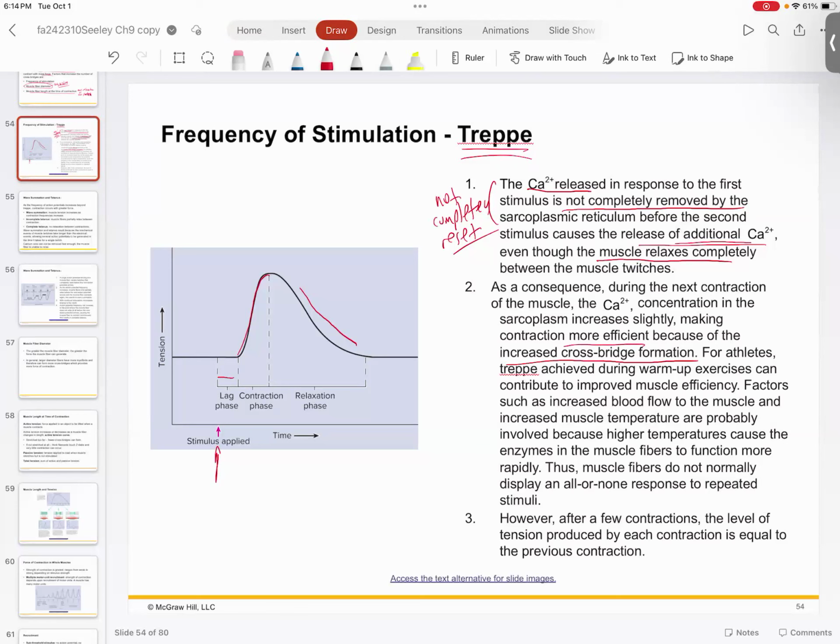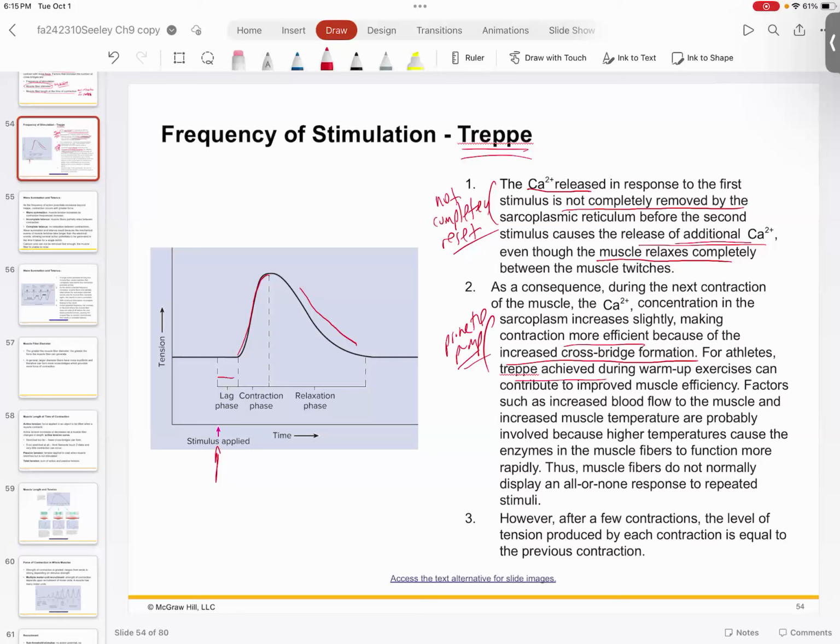For athletes, for instance, Treppe is achieved during your warm up. You warm yourself up a little bit to get things going, to prime the pump, right? So you have a little bit of calcium out there. It's not completely cleaned up. And so it's more likely that you're going to get full contraction on the next round because you already have some calcium out there. So you don't have to worry about starting off from scratch. And that's what happens as you're warming up.